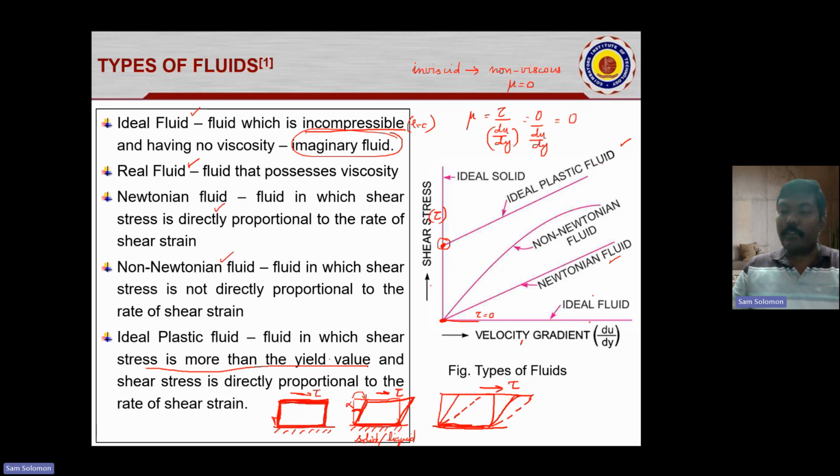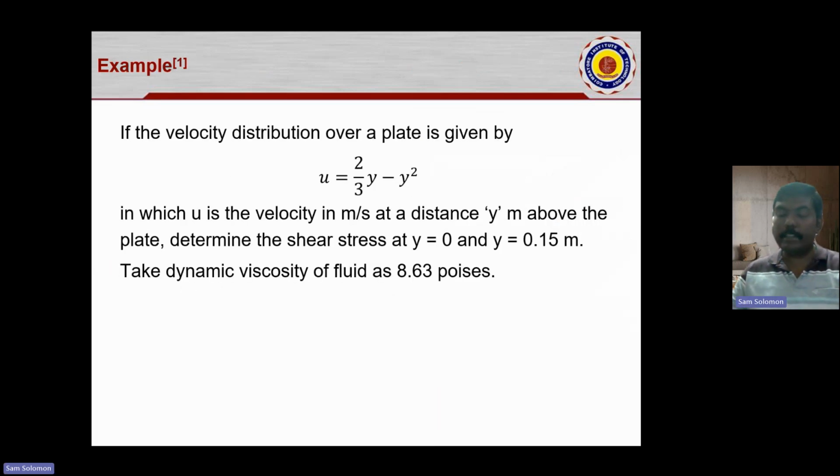So there is going to be a velocity gradient in terms of a liquid. If it is a solid, there is no velocity gradient within this solid object. So this du by dy is going to be equal to 0. So your ideal solid represents a vertical line, which is nothing but du by dy equal to 0. Okay. So this is a slide that tells you about the different types of fluids. Now let's look at a couple of problems.